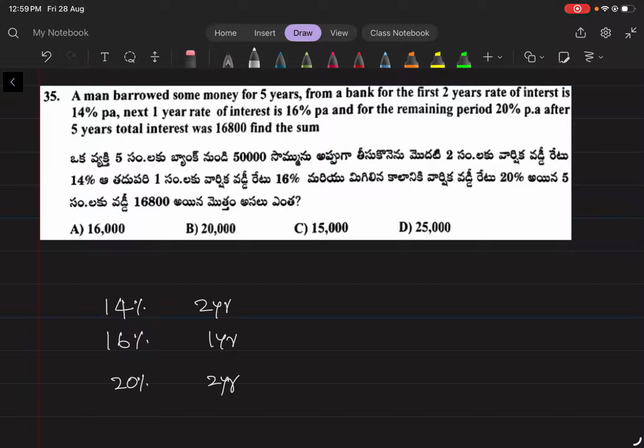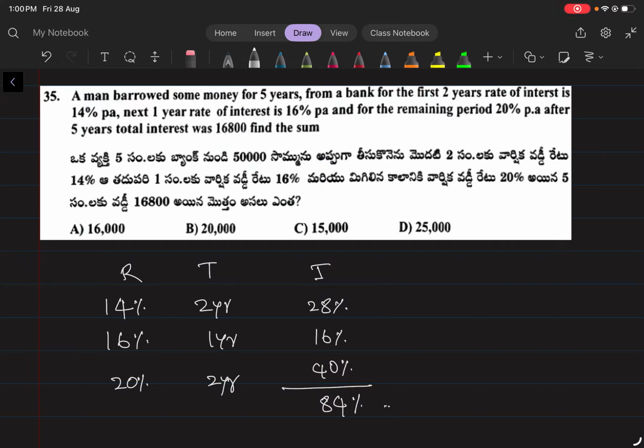What is the sum? Now the interest is given, and we have to find the principal amount. So with these rates of interest and time periods, how much interest will we get? 2 into 14 is 28%. 1 into 16 is 16%. 2 into 20 is 40%. So the total is 28, 44, 84. 84% is the interest.